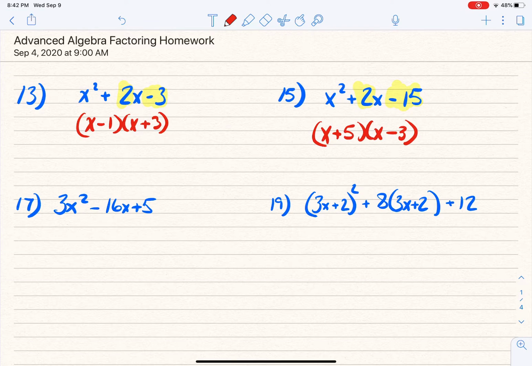Now, hopefully, you realize that you could have those in any order. You could say x minus 3 times x plus 5. That wouldn't make any difference.